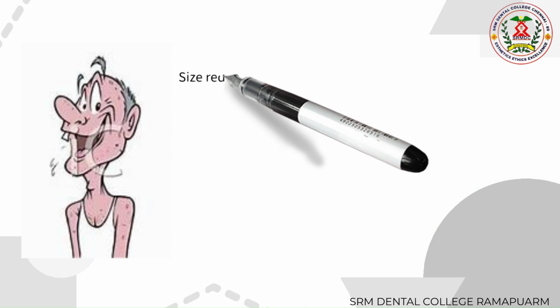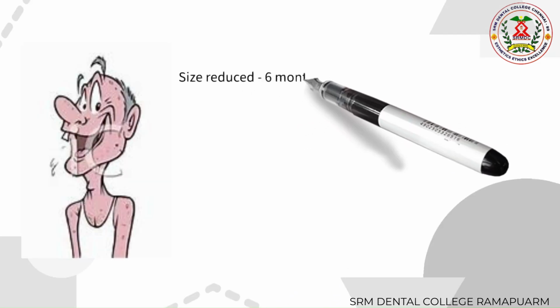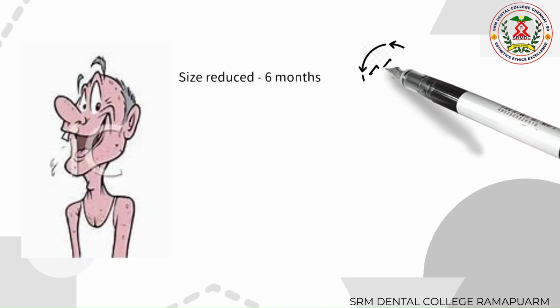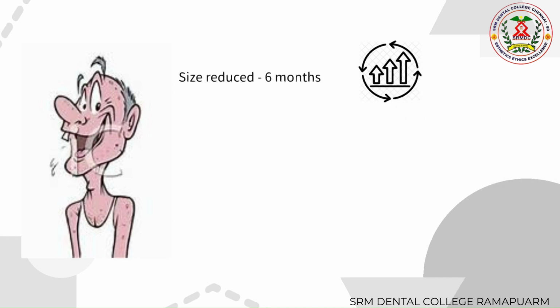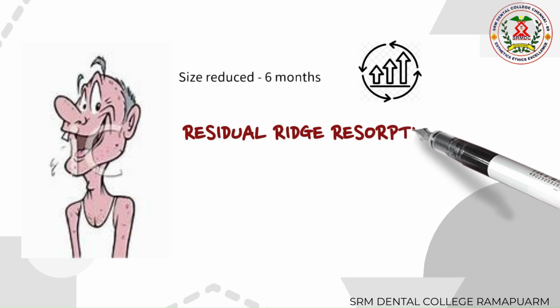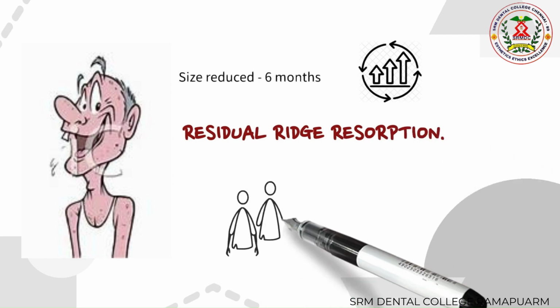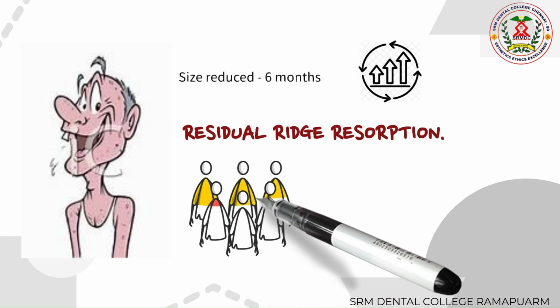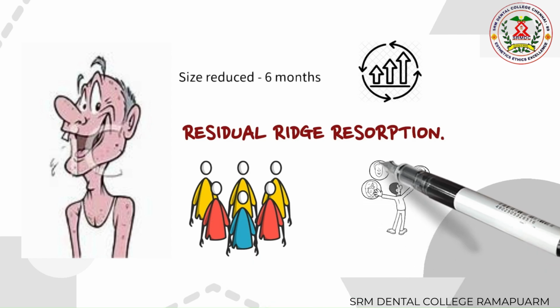The size of the residual ridge is reduced most rapidly in the first 6 months, but the bone resorption continues throughout life at a slower rate. This phenomenon is described as residual ridge resorption. The rate of residual ridge resorption is different among persons and even at different sites in the same person.